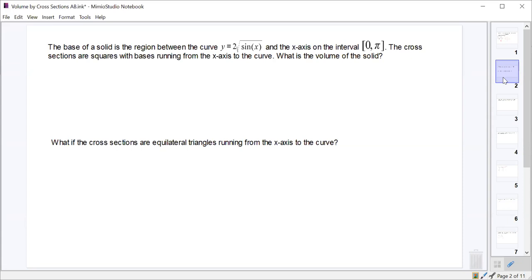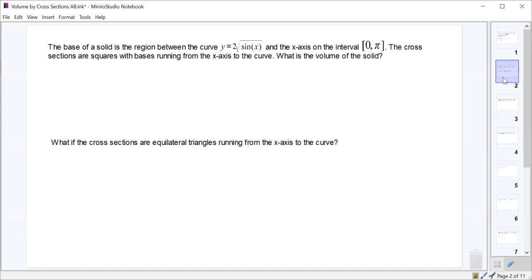And we've got cross sections that are squares. No matter how I slice this solid, when I open it up, I'm going to get a square. I might get a really small square, I might get a bigger square, but we're going to slice it and get squares. We want to find the volume of this solid. The first thing we need to do is sketch a picture of it, so we're going to sketch what 2 root sine x looks like. Do you guys know what 2 root sine x looks like?